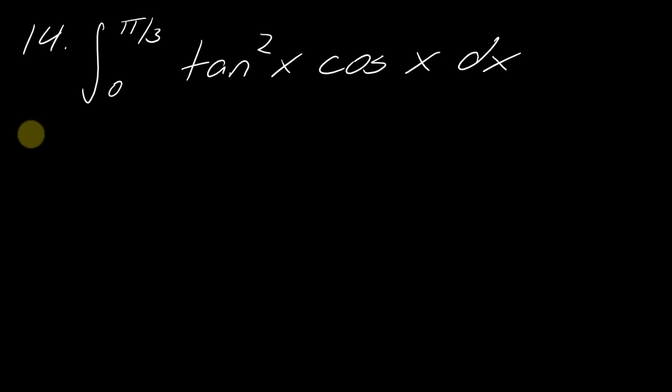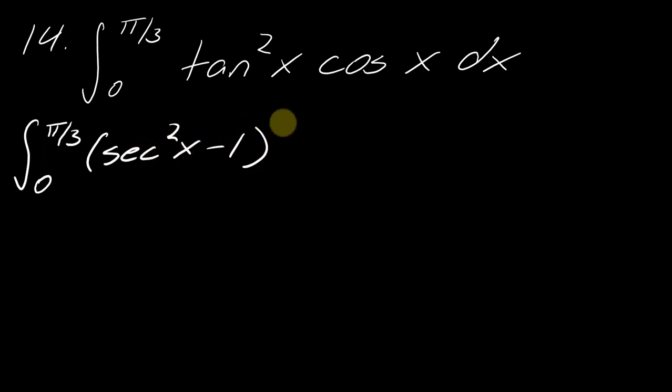Okay, so first and foremost, this is a problem that's going to require some manipulation, and it's going to require a manipulation that I don't think most people would think of. So what we want to do is manipulate tangent squared x, and rewrite it as secant squared x minus 1. So tangent squared x plus 1 equals secant squared x. We're using one of the Pythagorean identities for this, so we're going to rewrite it like this.